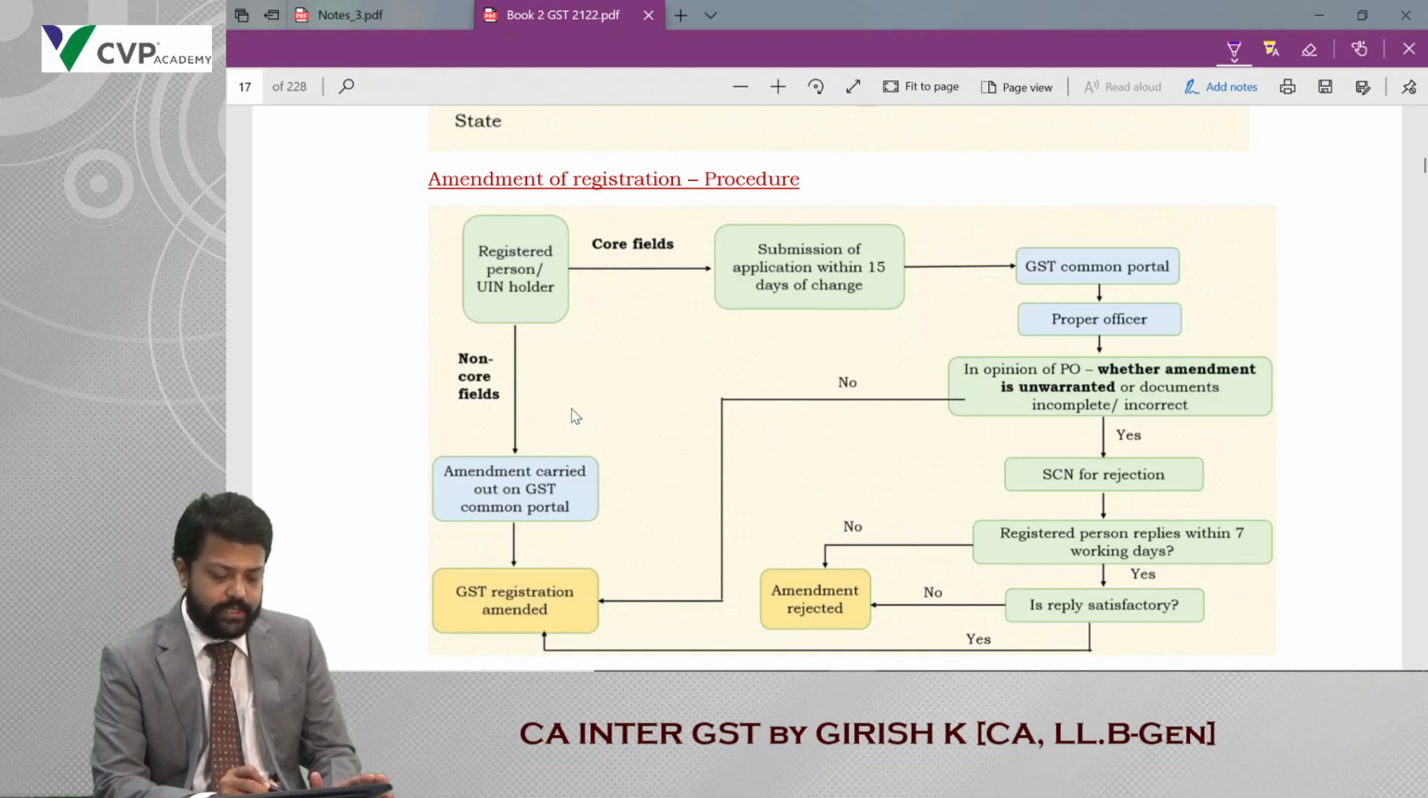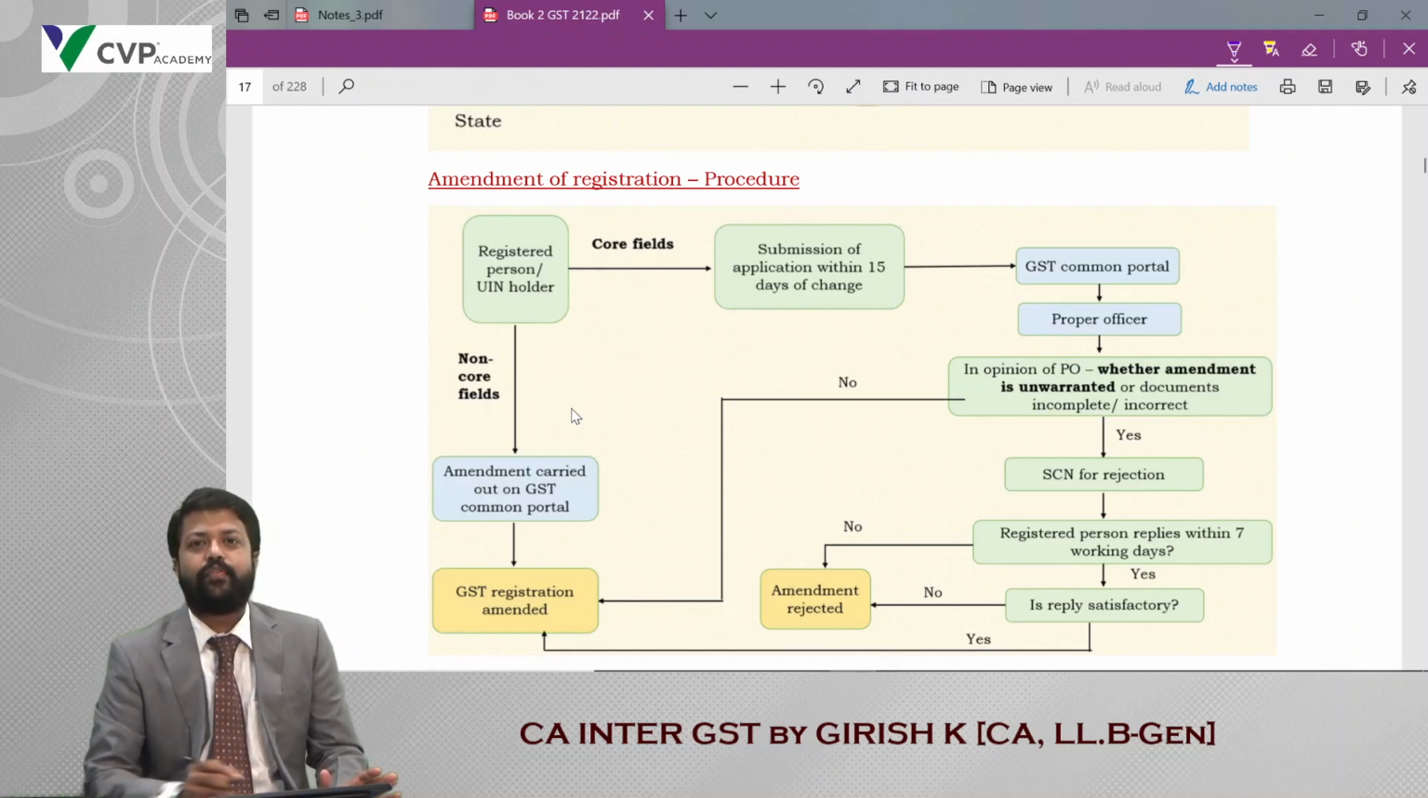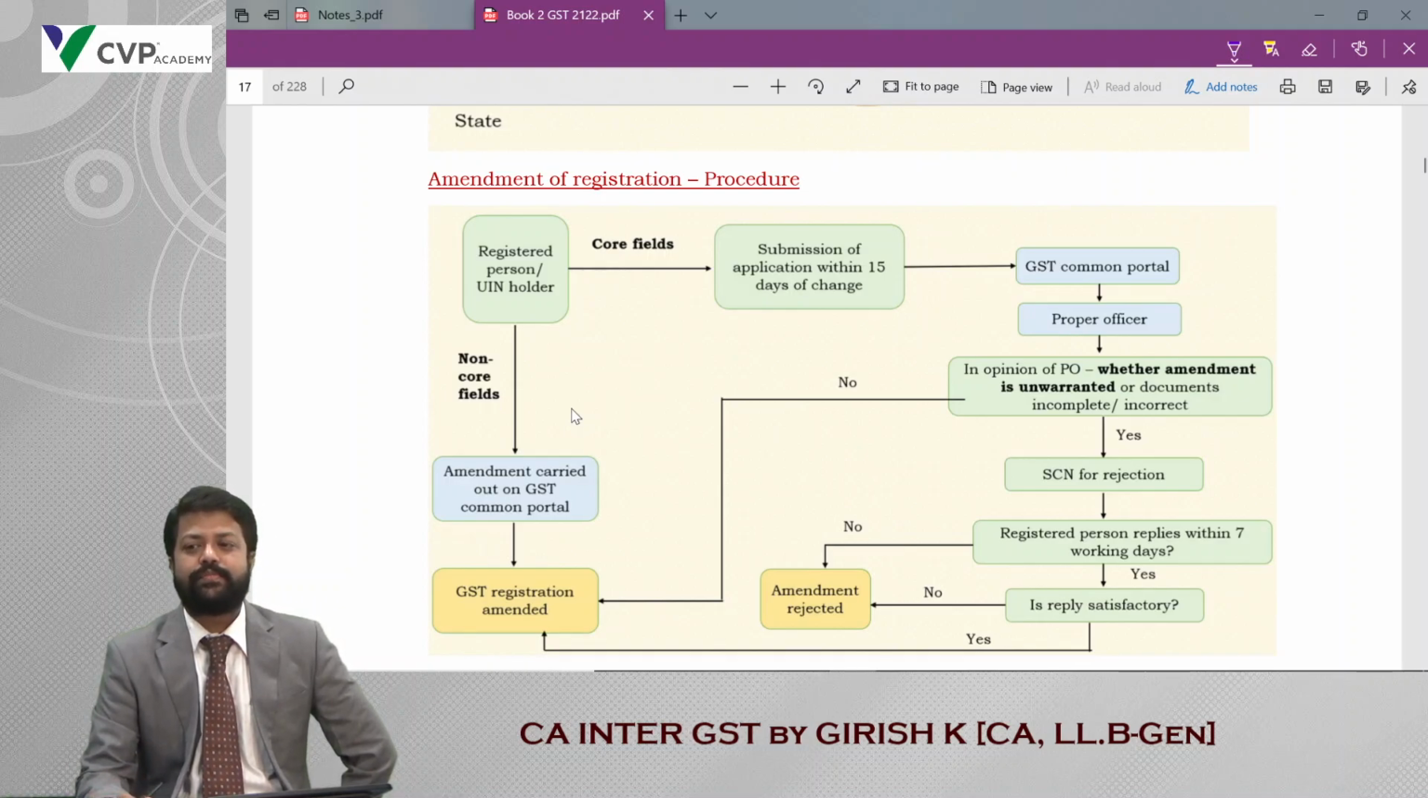So a registered person or a UIN holder who wants to make an amendment to the non-core fields does so on the GST common portal, and the GST registration is amended. For example, I am registered with my mobile number A and I want to change that number from A to B, because at the time of registration the director's mobile number was given.